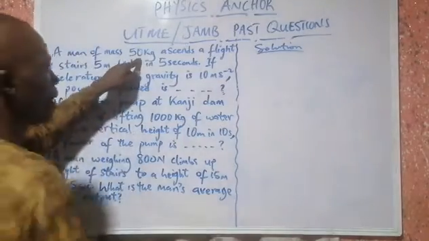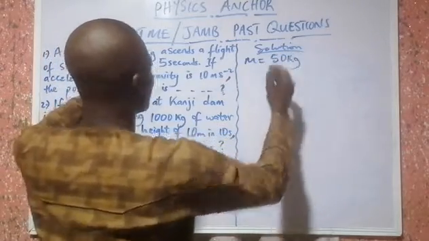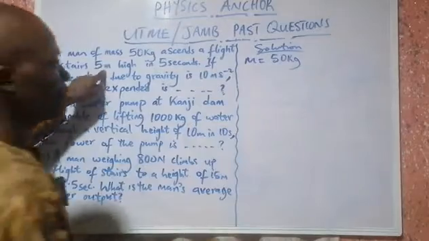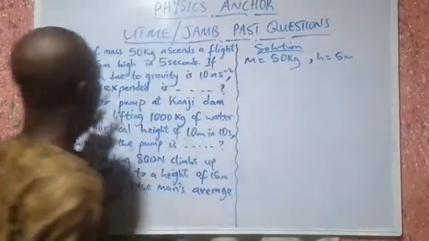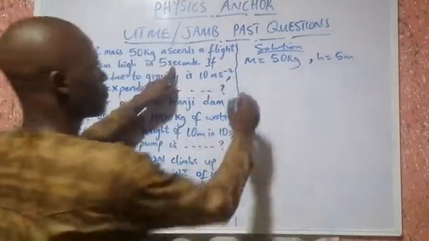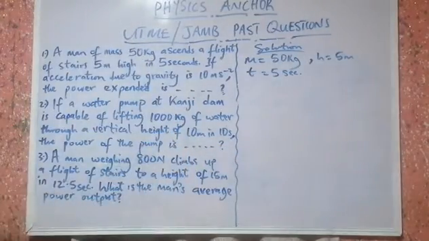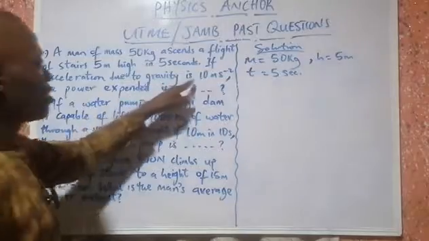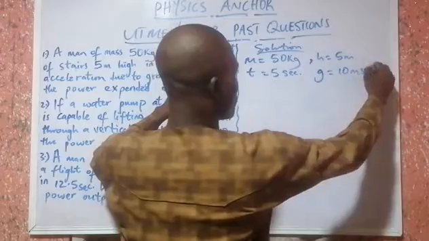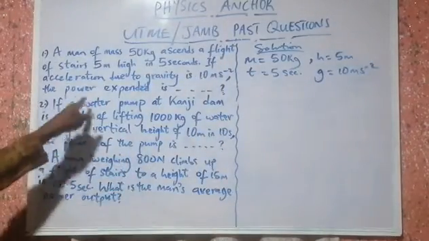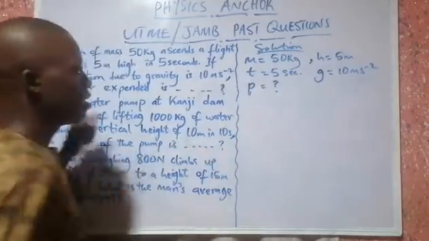So we have mass, m equals 50 kilogram. And then we have height given as 5 meters. And then we have time given as 5 seconds. And then what else? We have acceleration due to gravity, that's our g equals 10 meters per second square. And then we are being asked to find the power expended, which is P question mark.